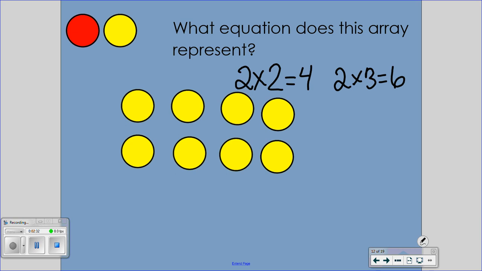Ryan? The commutative property. Math point for you. Well done. Yes, I can change my array. Does my product change whether I make it go up and down or side to side? No, it doesn't. All right, what's my math equation now, Georgiana? Two times 4 equals 8.